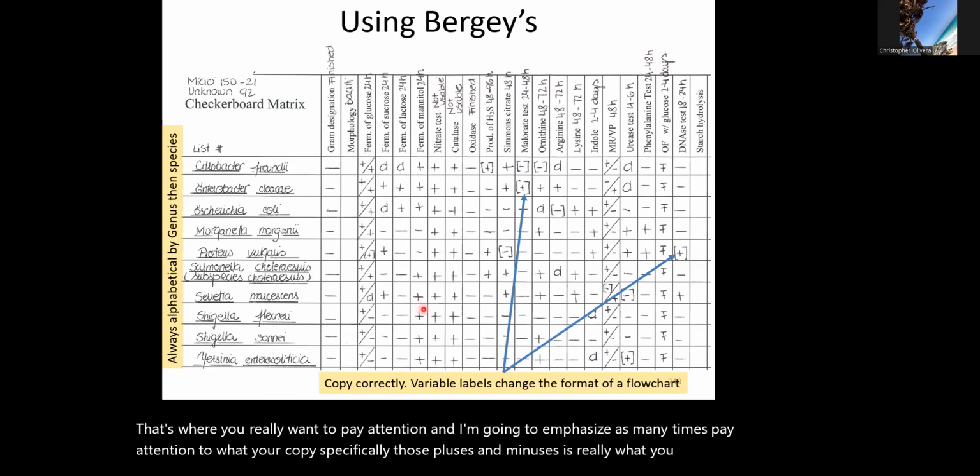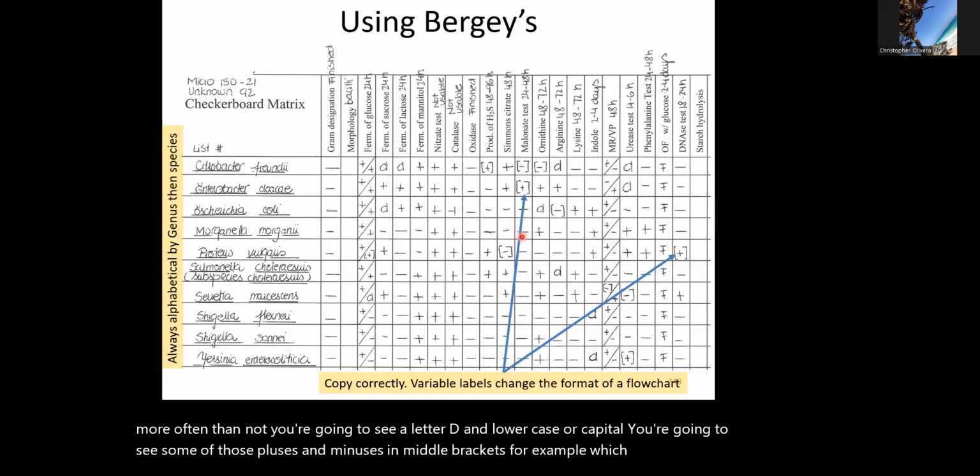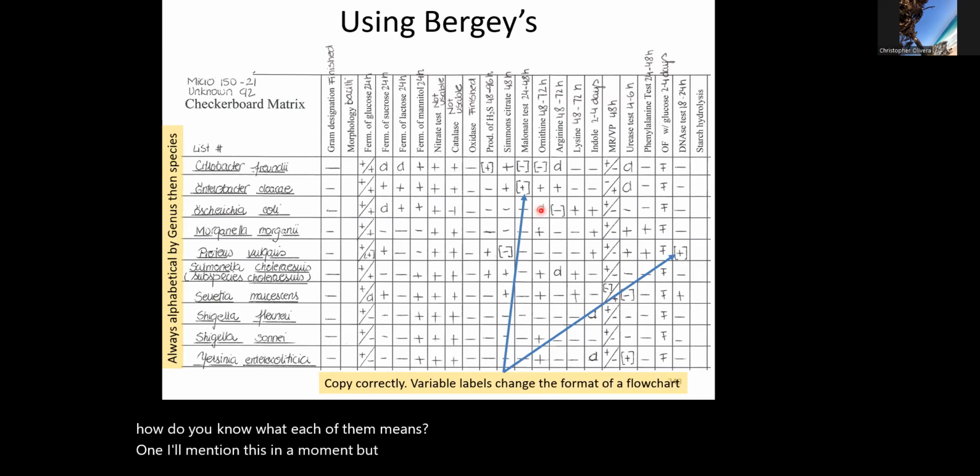But more often than not, you're going to see a letter D in lowercase or capital. You're going to see some of those pluses and minuses in little brackets, for example, which do not mean the same thing. Sometimes you'll see an asterisk. Sometimes you might even see other letters. So how do you know what each of them means? One, I'll mention this in a moment, but also every footnote will tell you.